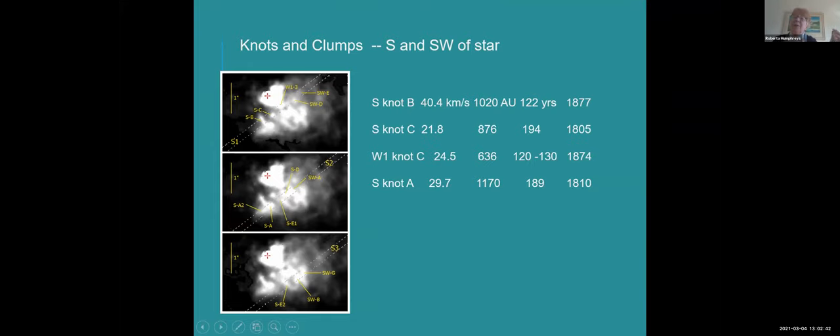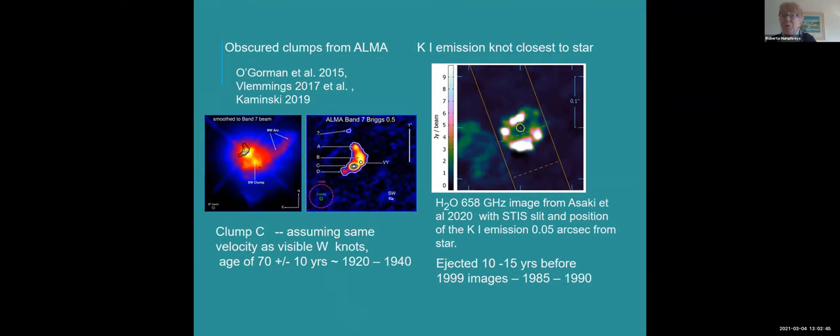But the optical knots are not the only ones that are present in VY Canis Majoris. ALMA observations have revealed a complex set of knots just to the east and slightly to the north of the star. These are from several different people's pieces of work using ALMA. What's very interesting is that you see what looks like an arc with several separate peaks of emission from the ALMA observations. By the way, I want to emphasize that they're shown here projected on the near infrared image of VY Canis Majoris from Hubble Space Telescope. This is the 1 micron image you see on the left.